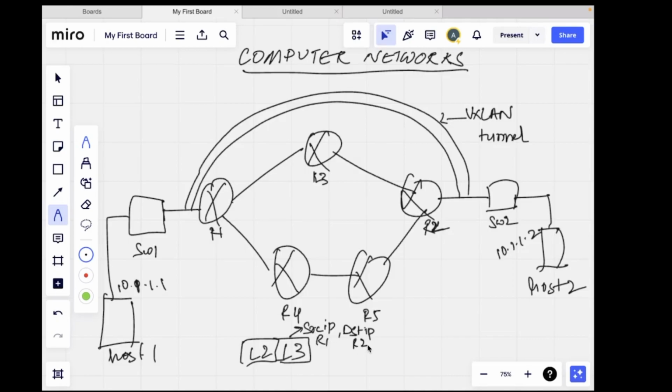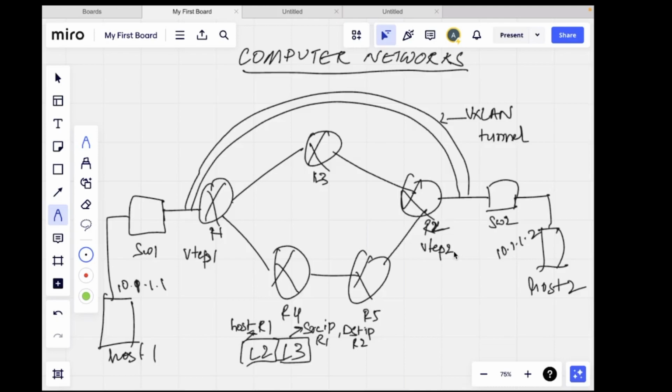Make sense? Okay, and layer 2 source MAC would be the MAC address of host 1, and the destination MAC would be the MAC address of R1, okay. Now what happens is on R1, I have something called a VTEP. VTEP is nothing but VxLAN tunnel endpoint. VTEP 1, and at R2 I have VTEP 2, VxLAN tunnel endpoint 2.